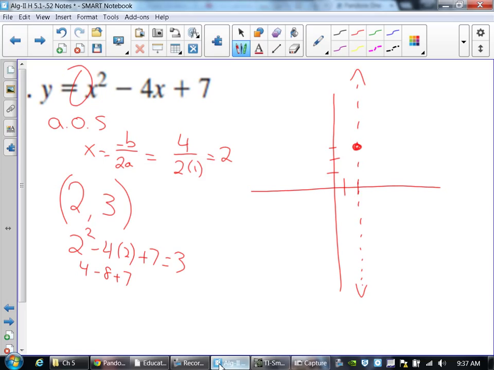7. 0 minus 0 is 7. 7 plus 7. Wait, is it positive or negative? Math is hard.